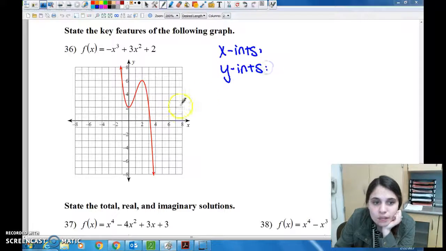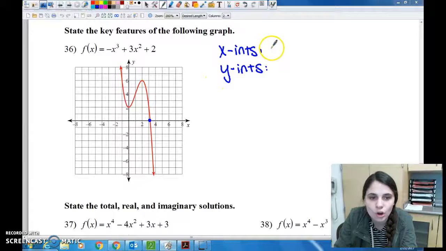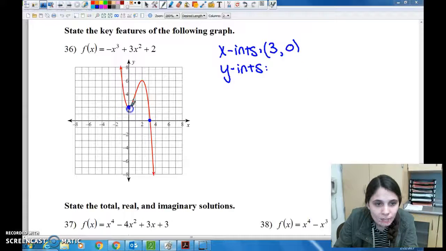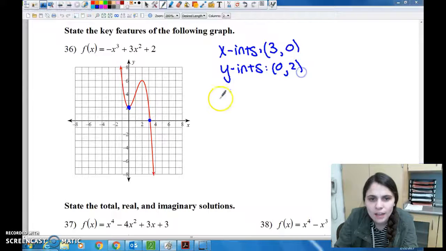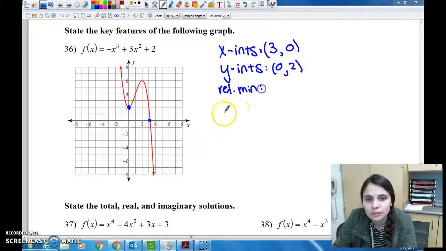So x-intercepts is where it crosses this axis, which is right here, and I'm going to go ahead and round, which I'm fine with you doing too. It's about at 3, 0. There's an x-intercept. And then there's a y-intercept right here, which is at 0, 2. And then another thing that it will have you find is the relative minimums and the relative maximums.